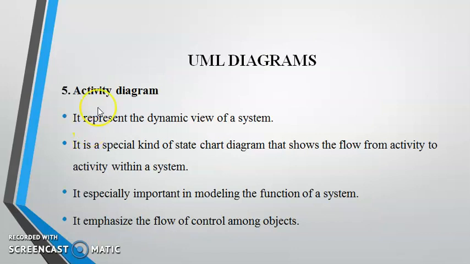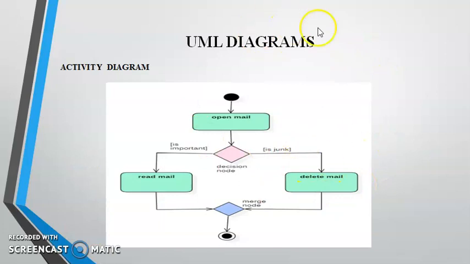Fifth diagram under behavioral is activity diagram. It also represents the dynamic view of a system. And this is a special kind of state chart diagram. Actually, what it means is it shows the flow from activity to activity within a system. And it is mainly used for modeling the functions of a system. And the main thing here is it shows the flow of control among the objects. This is the activity diagram for mail.